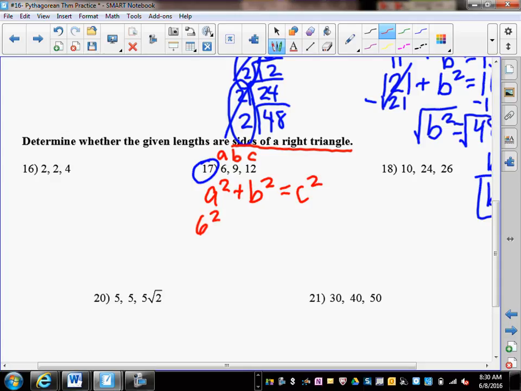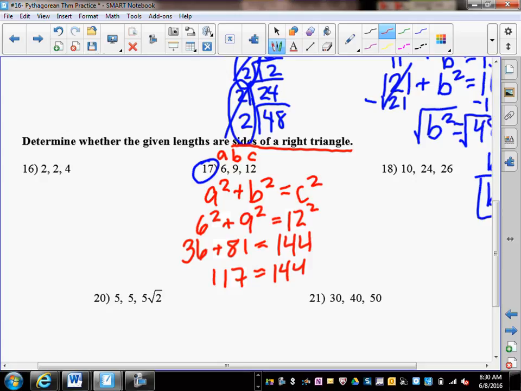Alright, so 6 squared, 9 squared, 12 squared. What is 6 squared? 9 squared? 12 squared? Awesome. What is 36 plus 81? 117. Are those equal? Nope. Not equal. So what's our conclusion then? Not equal. No, not a right triangle. Remember, you need to make a conclusion. That's great if you identify these are not equal, but I need to know that you understand that means it's not a right triangle. So no, not a right triangle.